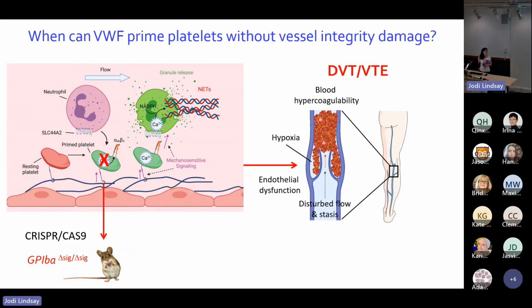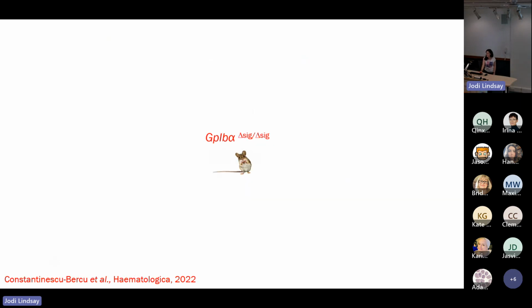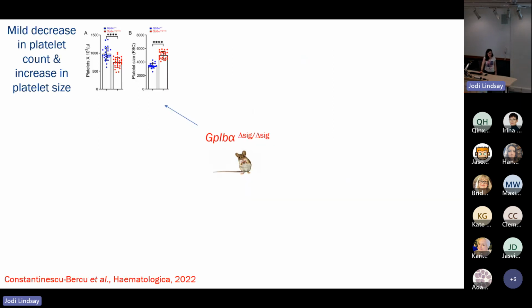For the next approach, we generated a mouse model with VWF GP1B alpha defective signaling, and we hypothesized that platelets from these mice would be less primed, and therefore you would see less recruitment of neutrophils, and hopefully these mice would be protected in a model of venous thrombosis. To do this, we used CRISPR-Cas9 technology to introduce a stop codon to delete the last 24 amino acids of the GP1B alpha receptor.